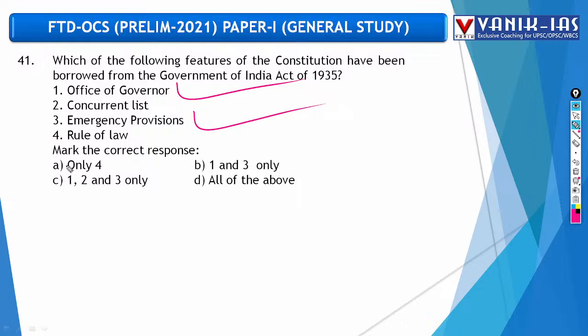Rule of law is from UK Parliament. We have brought rule of law from UK. Concurrent list is from Australian government. Concurrent list, right, that is from Australia. So 1 and 3 options are right.